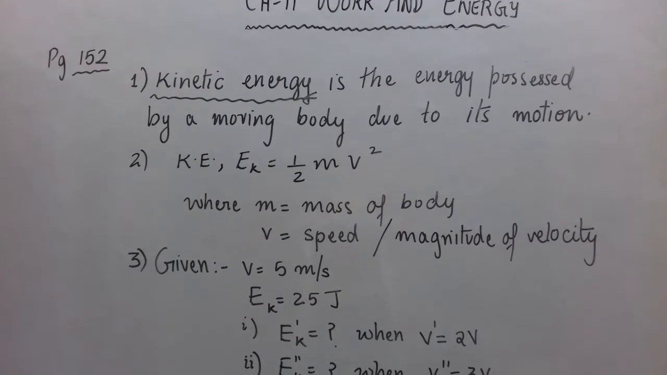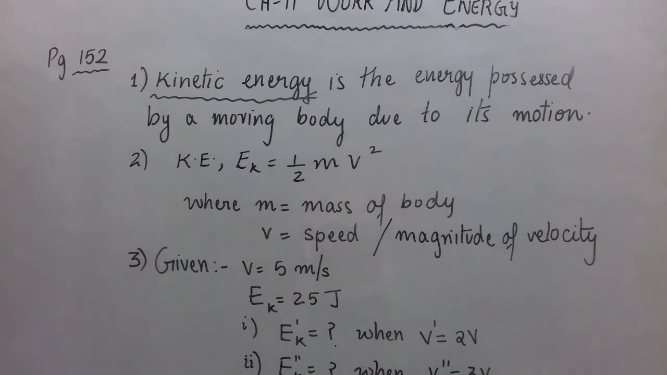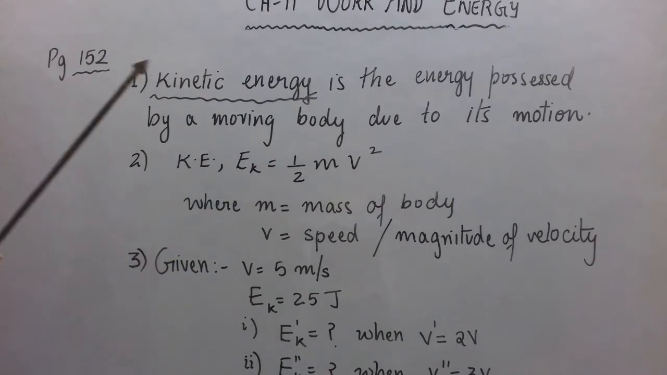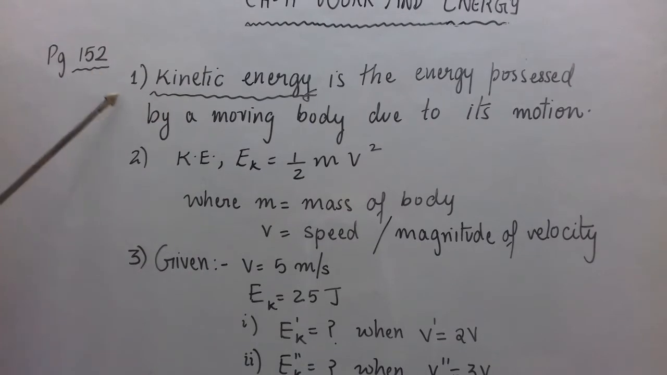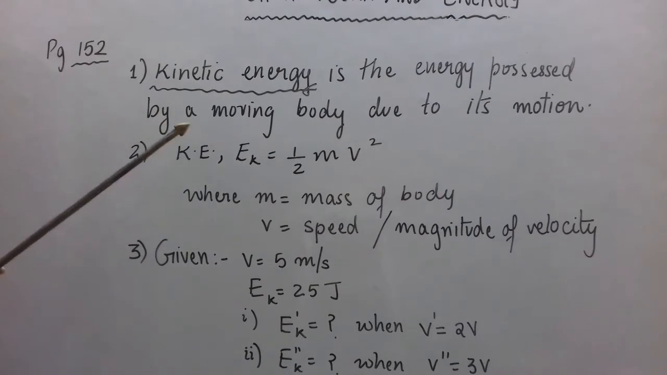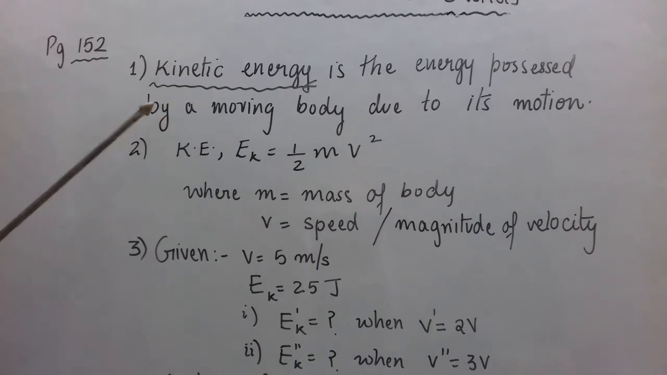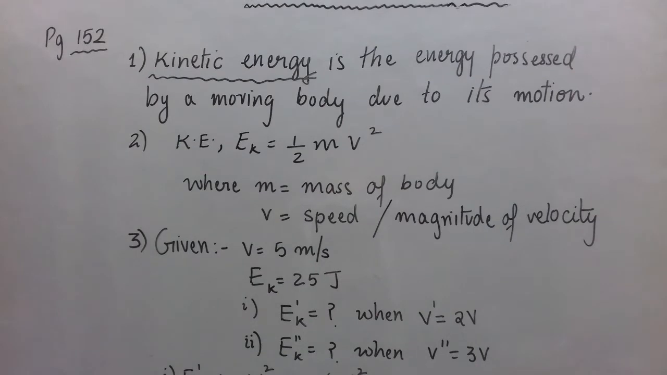So here the first question is, what is the kinetic energy of an object? Here students, you know that kinetic energy is the energy possessed by a moving body due to its motion. As I have told you, if you don't write due to its motion, this definition will go wrong. So just do remember, kinetic energy is related with a moving body and it is possessed by the body due to its motion. So we can define it as the energy possessed by a moving body due to its motion. So very simple it was.